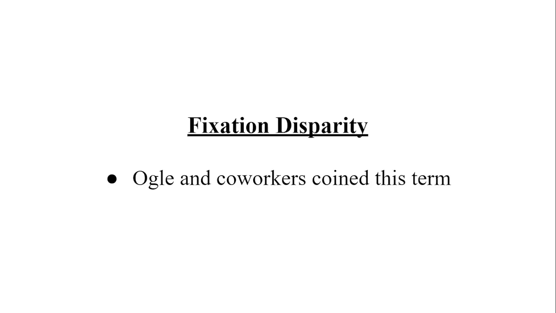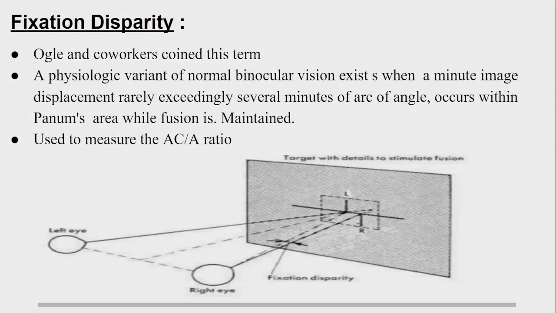Fixation disparity. Next topic. Fixation disparity refers to the small binocular misalignment that can occur even when fusion is maintained. It is a normal variant of binocular vision and occurs within Panum's fusional area. Fixation disparity can be used to measure the AC/A ratio, which is the ratio of accommodative convergence to accommodation.